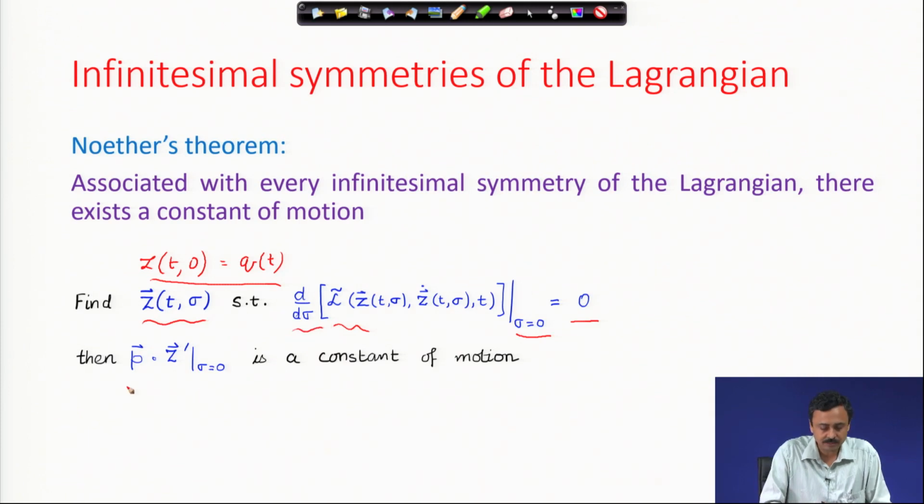Then, if you are lucky enough and you can find that, you can immediately write down the conserved quantity. Just calculate from the Lagrangian the generalized momentum and dot it with the infinitesimal generator of that symmetry transformation. P dot z prime at sigma equal to 0 is a constant of motion.